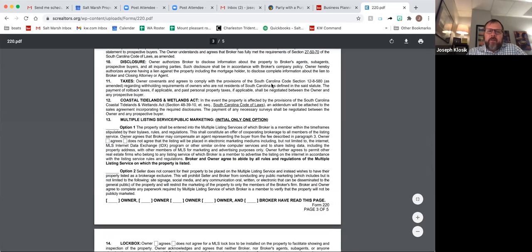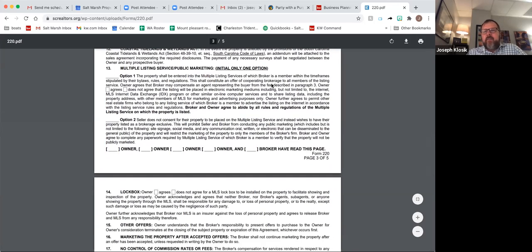All right, paragraph 13, everyone's favorite: the clear cooperation policy and how we try to get around it. All right, so multiple listing service, public marketing. There are two options. I'm going to go with the second one first because it's the easiest. Option 2 is the seller does not consent for their property to be placed in the multiple listing service, and they wish to have their property listed as a brokerage exclusive.